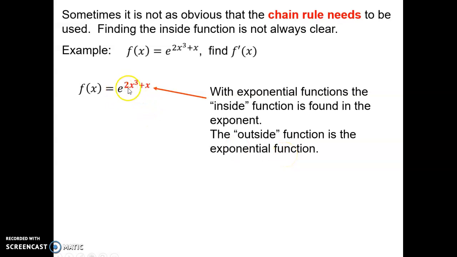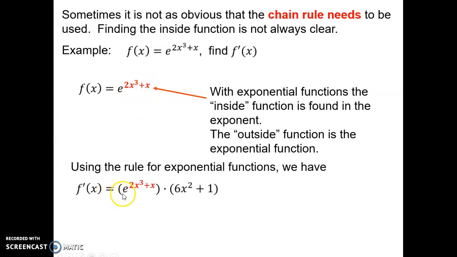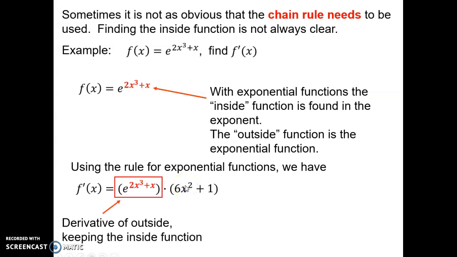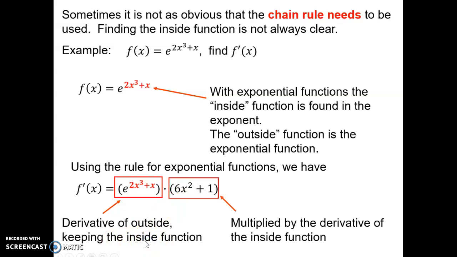Well, e is going to be itself, but in this case, we're going to keep the inside function. So using my rules, I get e to the inside function left alone times the derivative of the inside function. So notice this part was the derivative of the outside function, keeping the inside function untouched. And then I multiplied by the derivative of the inside function. This is Newton's way of doing the chain rule. Now if you have done this with Leibniz's method, you would have gotten the same answer, just in a different order.